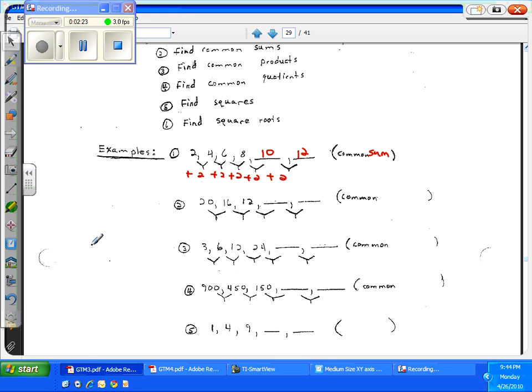So here from 20 to 16 and 16 to 12 would be a minus 4, minus 4. So we could keep the pattern of minus 4 going. 12 minus 4 is 8. And the pattern of minus 4 going, 8 minus 4 is 4. And what we found was a common difference.